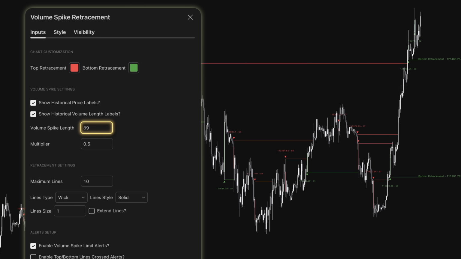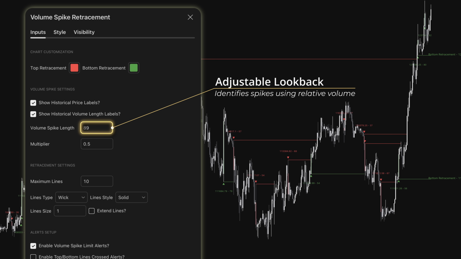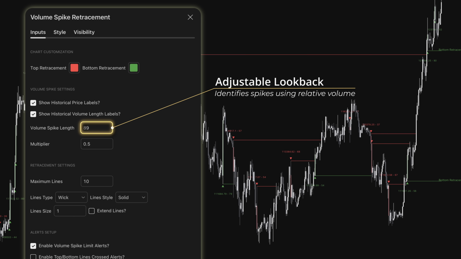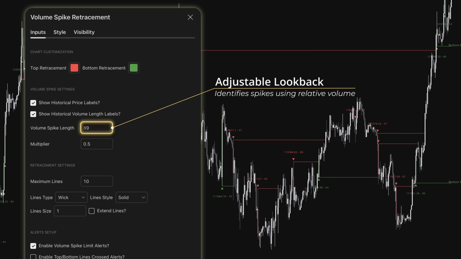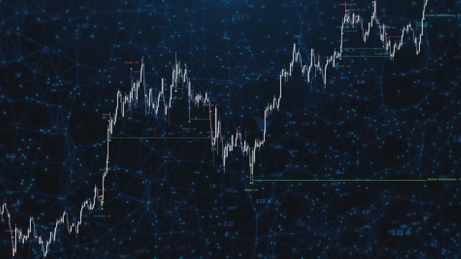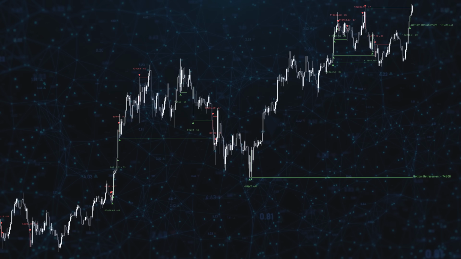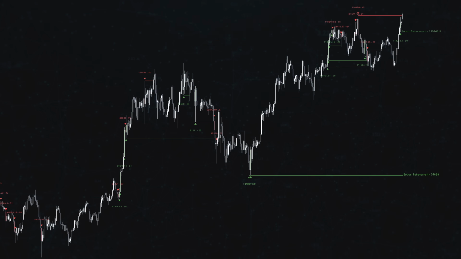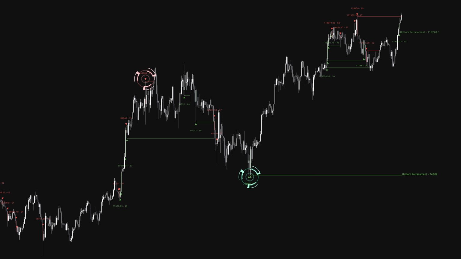The volume spike detection compares current volume against its highest reading over a look-back period, default 89 bars, using relative strength calculation. It processes volume through exponential smoothing to reduce noise, then measures deviations from this baseline. When deviation exceeds a multiplier threshold of recent maximum deviation, the system flags a volume spike and captures the candlestick's extreme price, the high for bearish spikes or low for bullish ones.